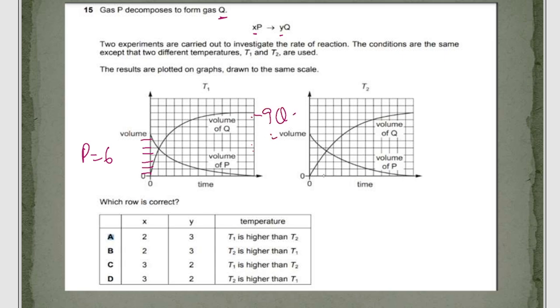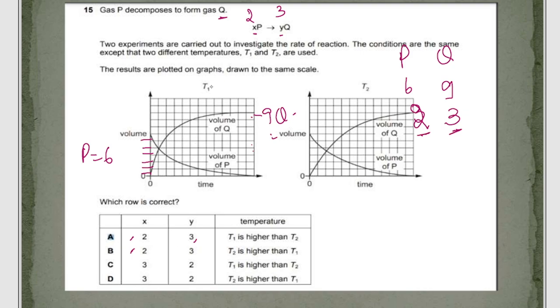So again we can count here 1, 2, 3, 4, 5, 6, same, and 1, 2, 3, 4, 5, 6, 7, 8, 9. So we have P 6 and Q 9. We can simplify this value. 3 2s are 6 and 3 3s are 9. So our X value is 2, whereas Y value is 3. So we will check in our answer where 2 for X and 3 for Y is present. So these two options may be part of the answer, 2 and 3.